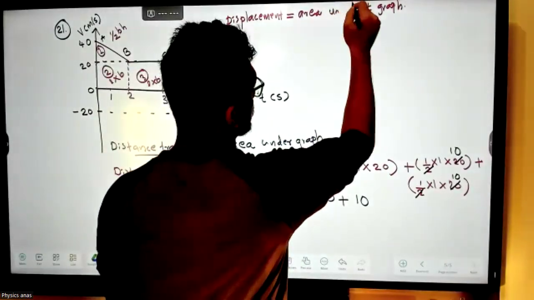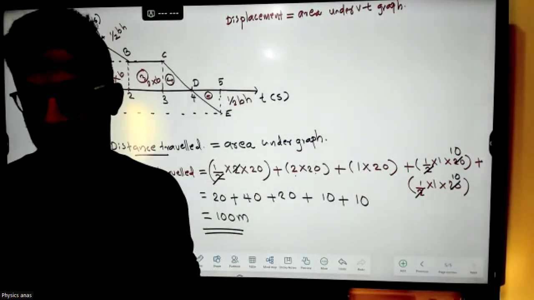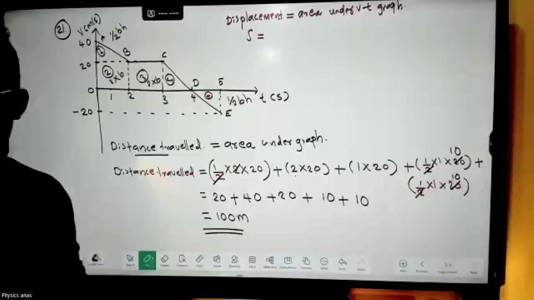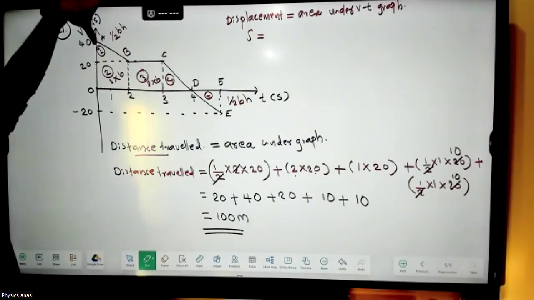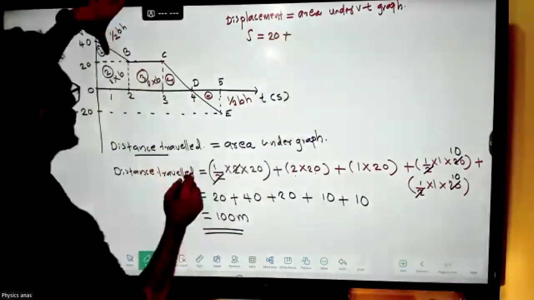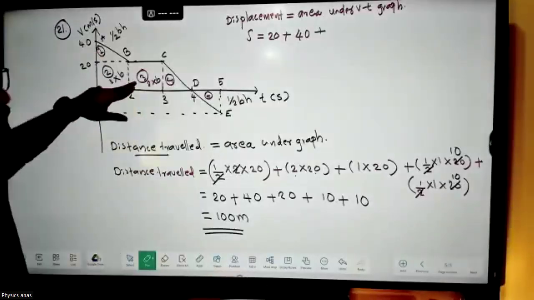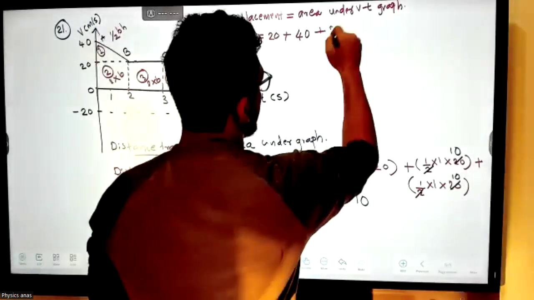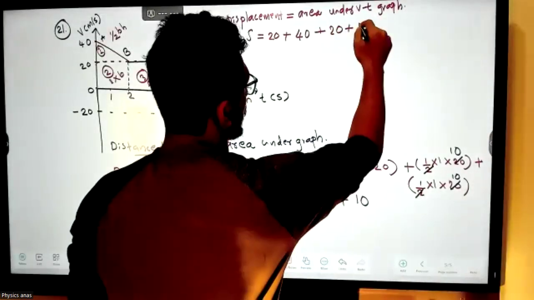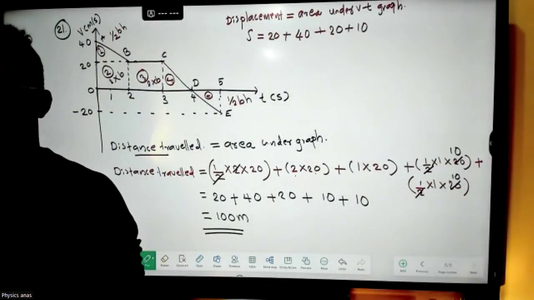Area under the velocity time graph. Okay, we can add area to find displacement. We can give S for displacement. But there is a slight problem. First area, you can add it, no problem. 20 plus second area also, you can add it. So second area, 40, plus third area also, you can add. So that's 20, plus fourth area, you can add, no problem. What is the fourth area? That's 10. But what about the fifth area?